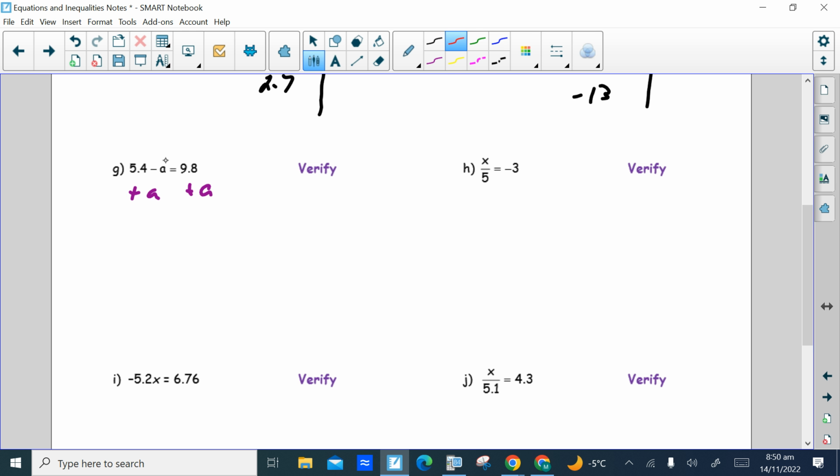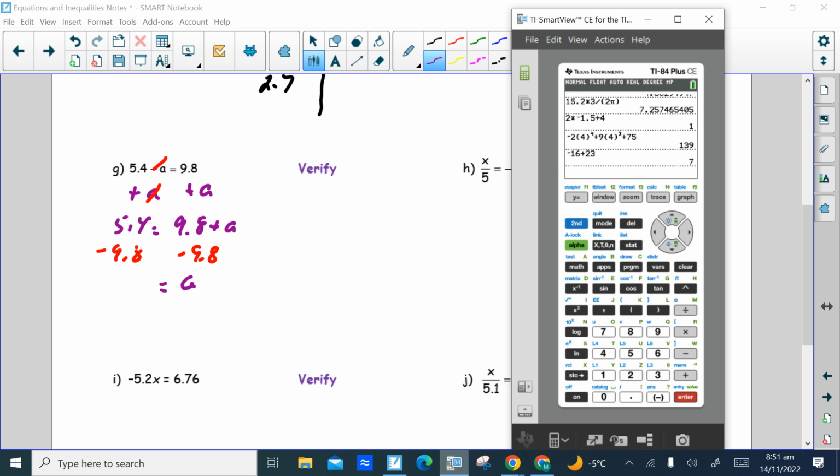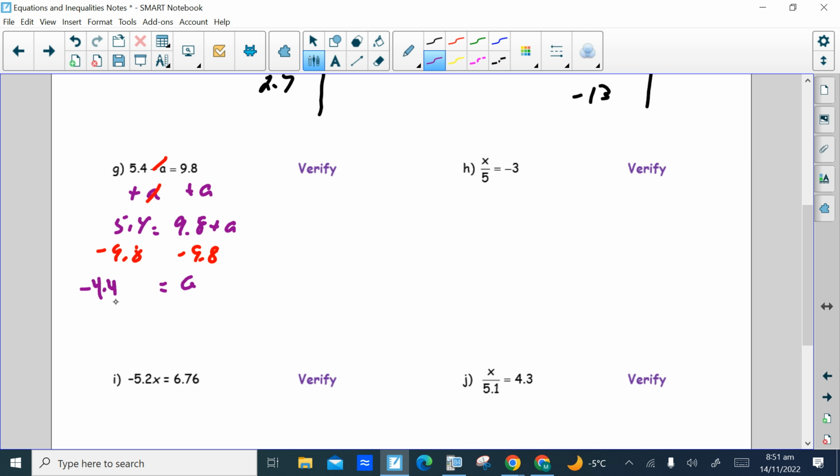So on the left side, minus A plus A cancels. We're left with 5.4 on the left, and on the right side, it's 9.8 plus A. And so we'll subtract the 9.8 from both sides. And so on the left side, we have 5.4 take away 9.8, which is negative 4.4. So there's our answer. And that's the number that we're going to use in our check.